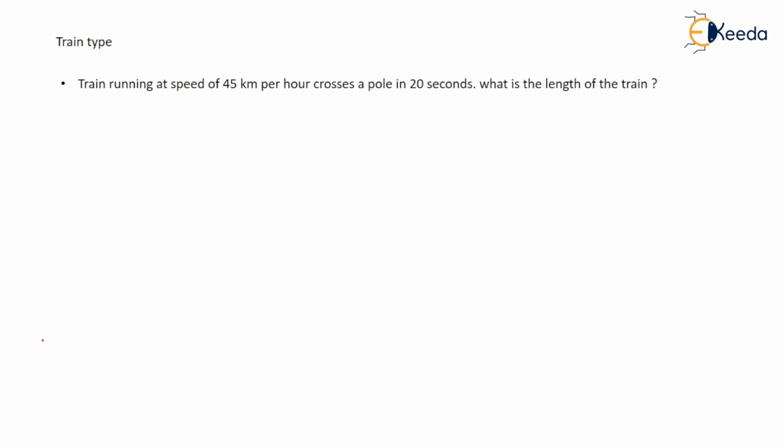So here is the first question that is in front of you. You can see here a train running at a speed of 45 km per hour crosses a pole in 20 seconds. What is the length of the train? I told you whether there is a man, there is a stationary object like a pole, light pole or electricity pole, whatever the time it takes to cross that pole, that will be equivalent to the length of that train, right? So same thing we have to apply here.